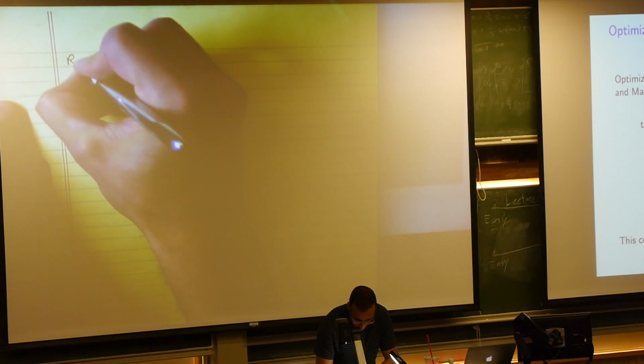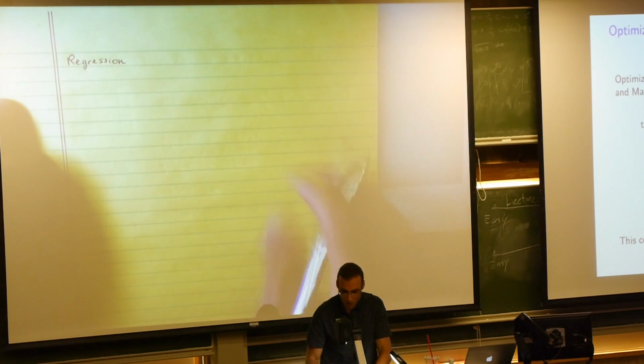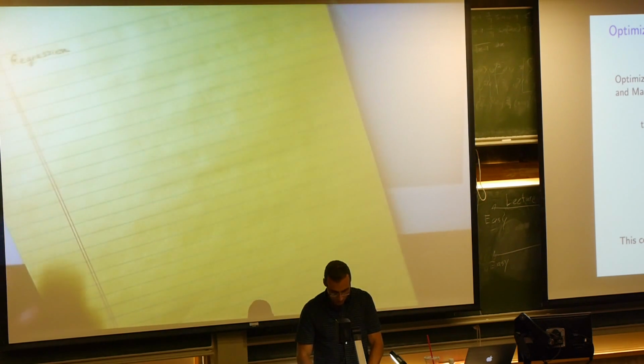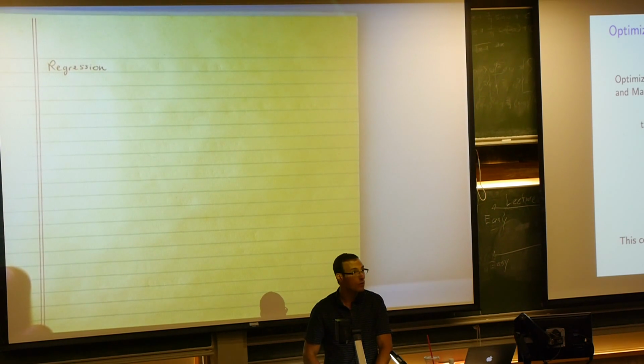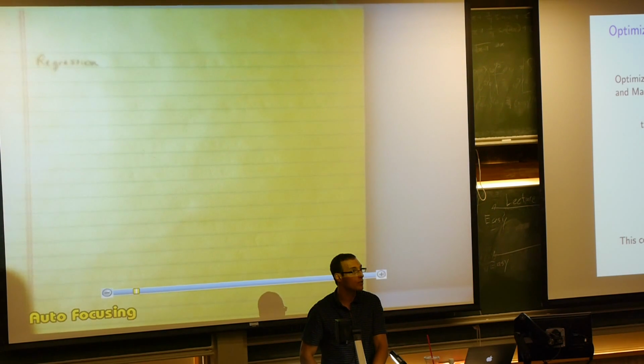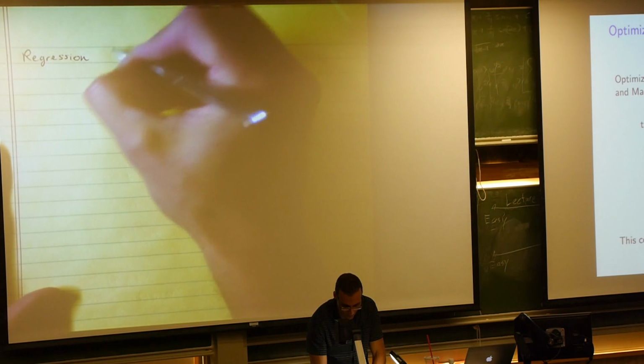Regression, right. So what's an example of the optimization problem? I mean, regression is kind of general. So what in particular do we do when we want to fit a regression model? Right. So yeah, least squares is probably the most standard, right?